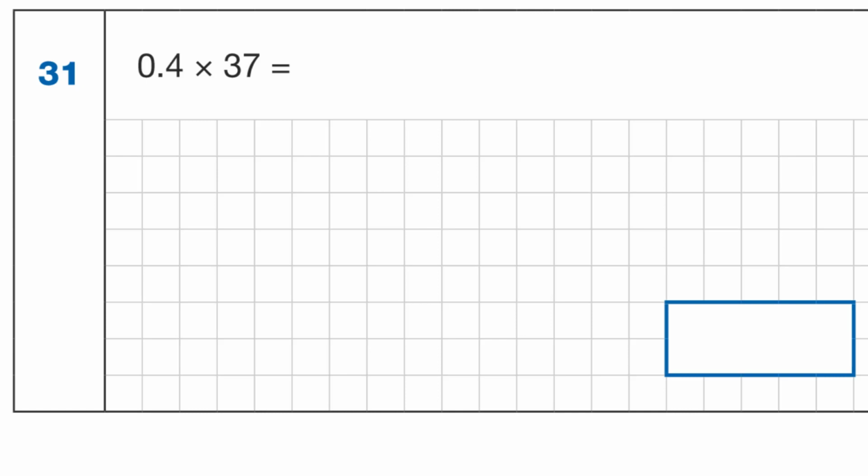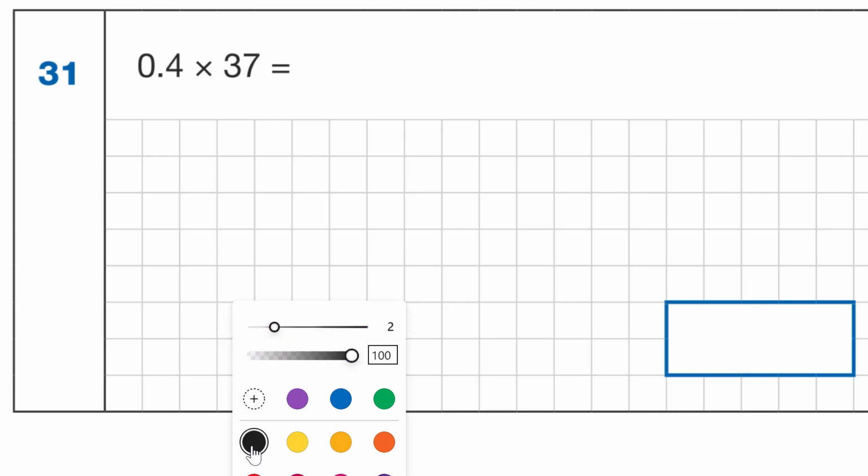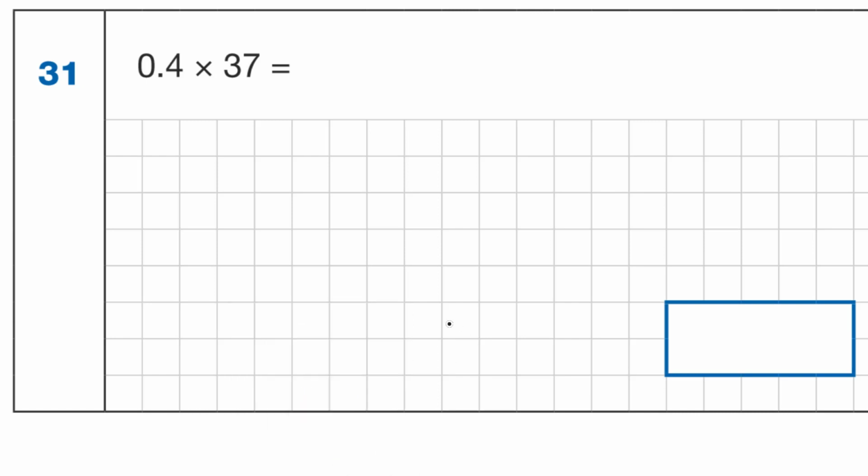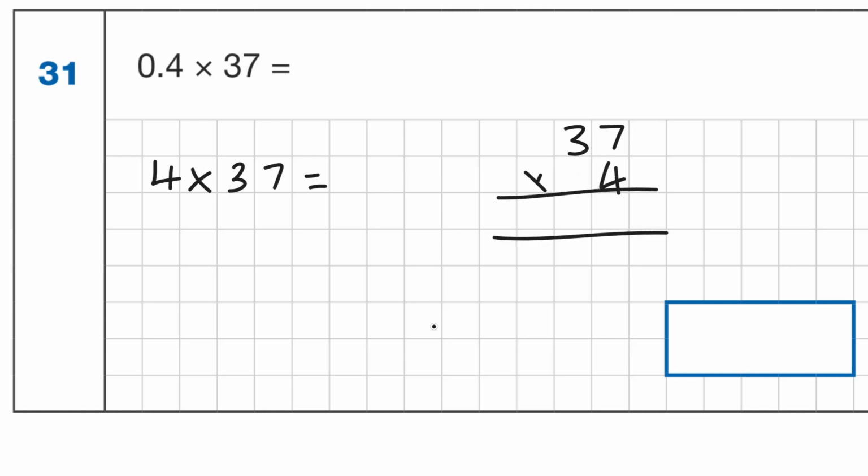Question 31, 0.4 times 37. So here, because we have a decimal number, you need to be very careful when you're doing your multiplying. What I would do here is I would find 4 times 37 and use that as a known fact. Okay, so I would write it out separately so that I don't forget and make a mistake. So I would use a short multiplication to find 37 times 4. So 7 times 4 is 28, 3 times 4 is 12, plus my 2 is 14. And I'd write it out there like that.